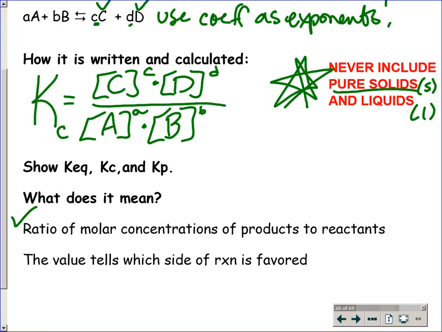So I am going to show you Kp next. Does anybody have any idea what the P would stand for? Because we're going to talk about products and reactants all the time. So we measure things with concentrations. That's one way of measuring things. What's another way we can measure things? That starts with P. Pressure.